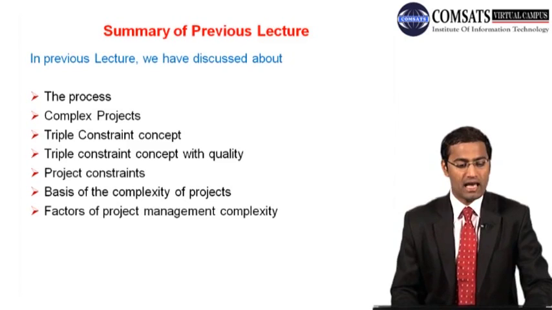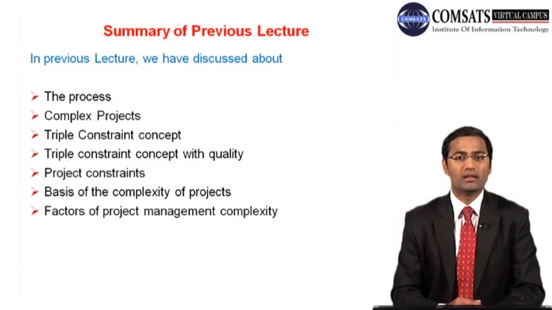In the last lecture, we talked about the project management processes and the product-oriented processes. Then we talked about complex projects and the triple constraint concept with quality, project constraints, and the bottom line of all these slides was: the more constraints you have, the more complex your project is. Or otherwise, you can also say that with the complexity of the project, you have to deal with so many constraints. The number of constraints we had discussed was 6, but as I told you, with the complexity of the project, the number may well go beyond that.